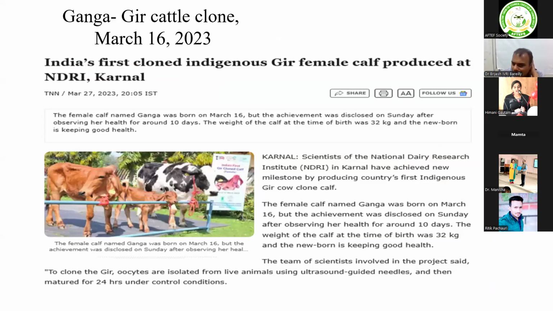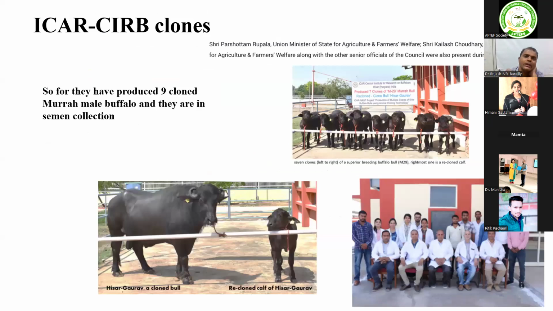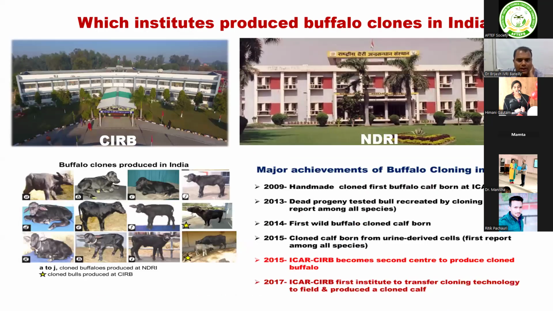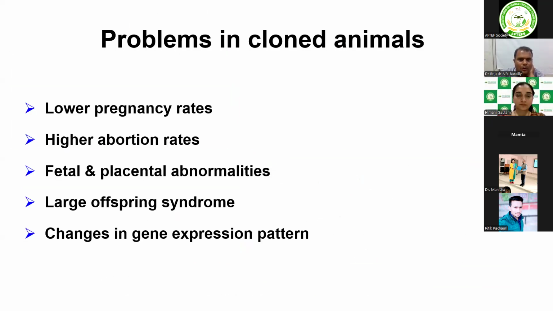And the second leading institute is the CRB. They have produced nine very much elite Murrah male buffalo, and they are all in the semen collection. They are all in the semen collection, and very prized bulls. So NDRI and CRB are the leading, and these are their history. And these are some of the problems with cloned animals. Pregnancy rate is quite low, abortion rate is more, fetal and placental abnormality is there, large offspring syndrome chances are there. Changes will be there because the oocyte cytoplasm contains a lot of things.